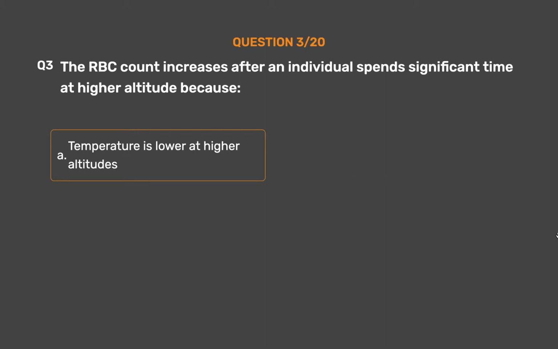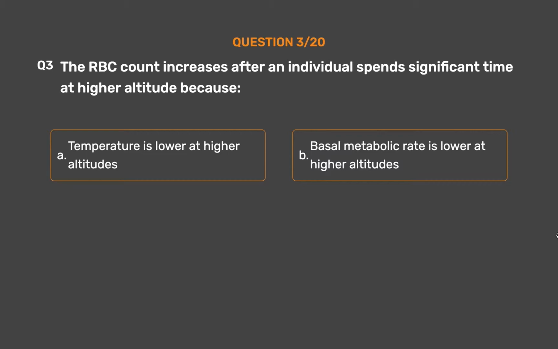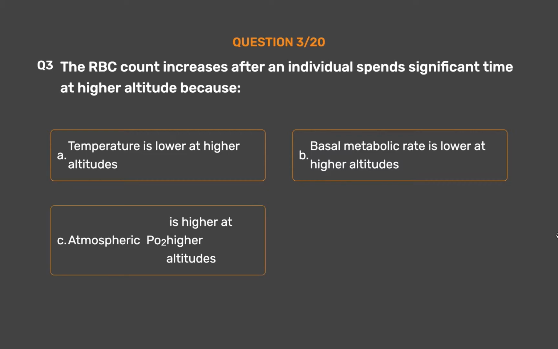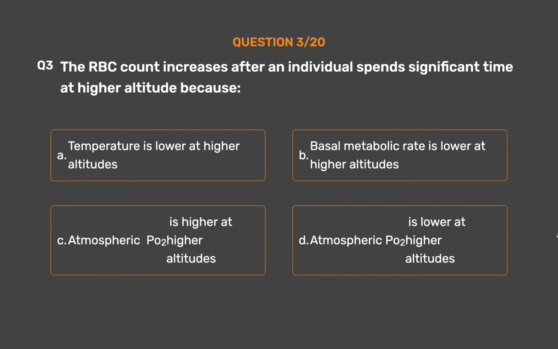Option A. Temperature is lower at higher altitudes. Option B. Basal metabolic rate is lower at higher altitudes. Option C. Atmospheric PO2 is higher at higher altitudes. Option D. Atmospheric PO2 is lower at higher altitudes.